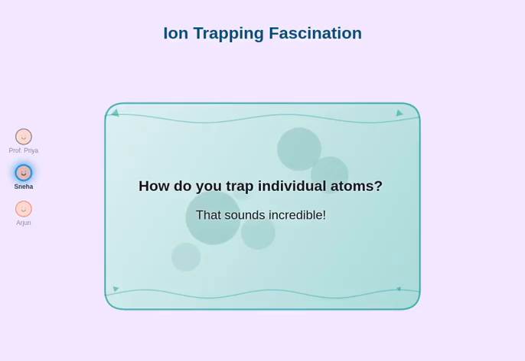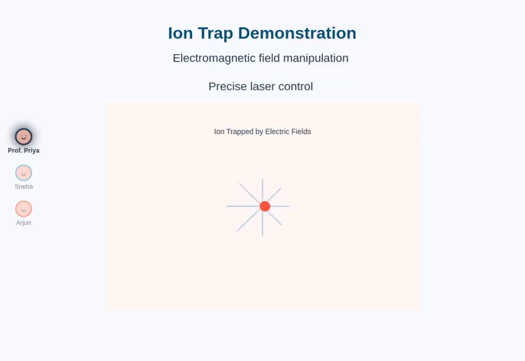Wait, you can actually trap individual atoms in space. How is that even possible? It is incredible. We use carefully designed electromagnetic fields to create a potential well that holds the ions in place. Then we use laser pulses to manipulate their quantum states with remarkable precision.